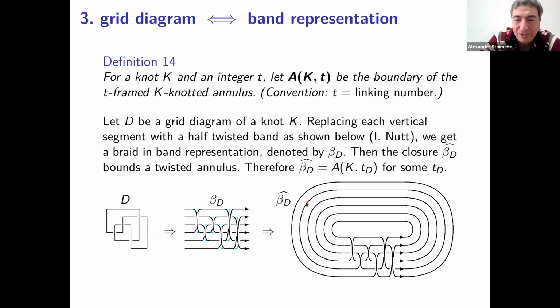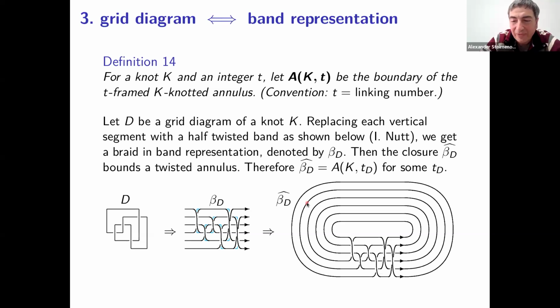Okay, and now there is this construction which was observed by Nutt. Whenever you get a grid diagram, you can always make a band presentation out of it, where you simply treat the extension of the horizontal segments as braid strands, and every vertical segment gives you a band. Okay, so whenever I have a grid diagram D, I can make a braid beta_D out of that grid diagram, and that gives me a band presentation of what? So now it's very easy to see that this is an annulus around the knot. So it is a band presentation of A_K^{T_D} for some number T_D, which is associated with the diagram D.